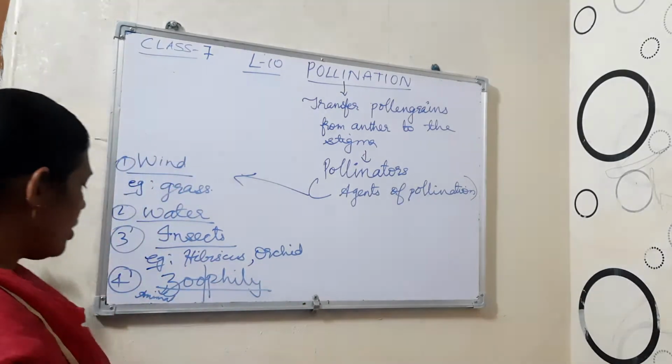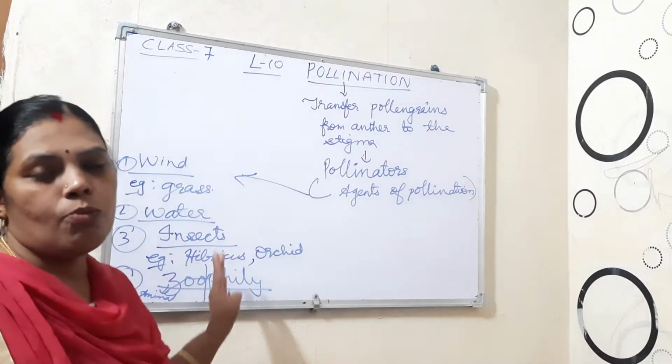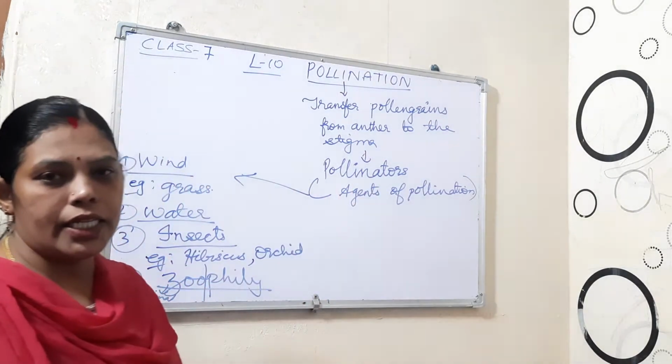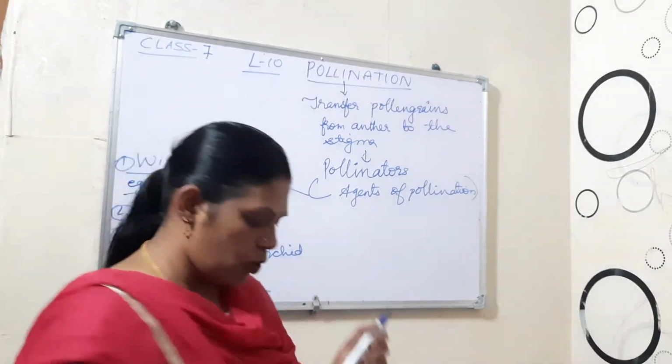Okay, so understood this one? These are the agents of pollination. So we can call them pollinators. Now I will explain the different types of pollination.